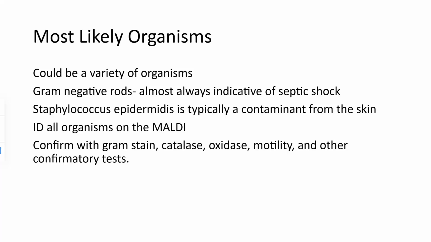You want to identify all organisms on the MALDI, and confirm with gram stain, catalase, oxidase, motility, and other confirmatory tests. We have to have multiple confirmatory tests, even though the MALDI is there. Because if the MALDI comes back with an identification of Staphylococcus aureus and we do a confirmatory test and see that it's catalase negative, that doesn't match. So we have to go back and rethink things and relook at things.